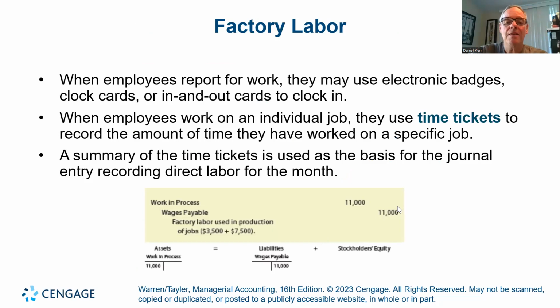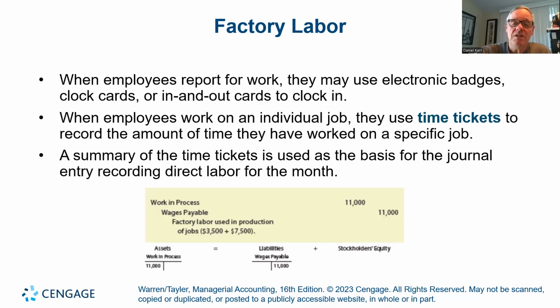And there it is. So when we debit work in process, $11,000, to show that the labor costs have in fact been transferred into work in process. They become part of the inventory. And that is an asset account. So we debit work in process. And we haven't paid the wages yet. We'll pay them later. So it becomes a liability account, wages payable.